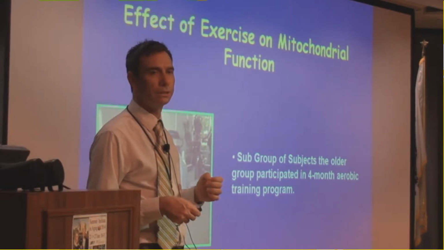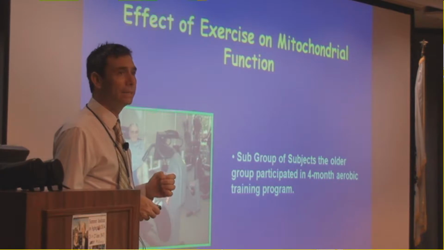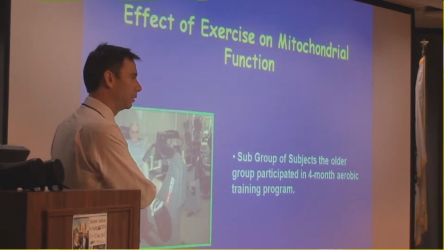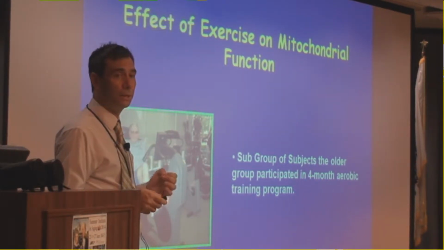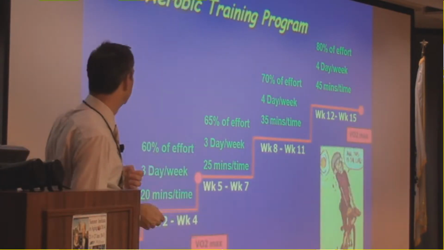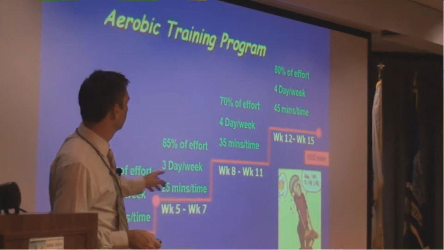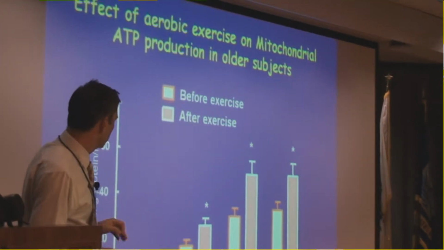By the end, they were exercising 45 minutes at a high intensity. We went from very low. At the end, they were exercising 4 or 5 days a week at a high intensity for 45 minutes. So that is the protocol that we use, increasing it progressively. So this is a result.